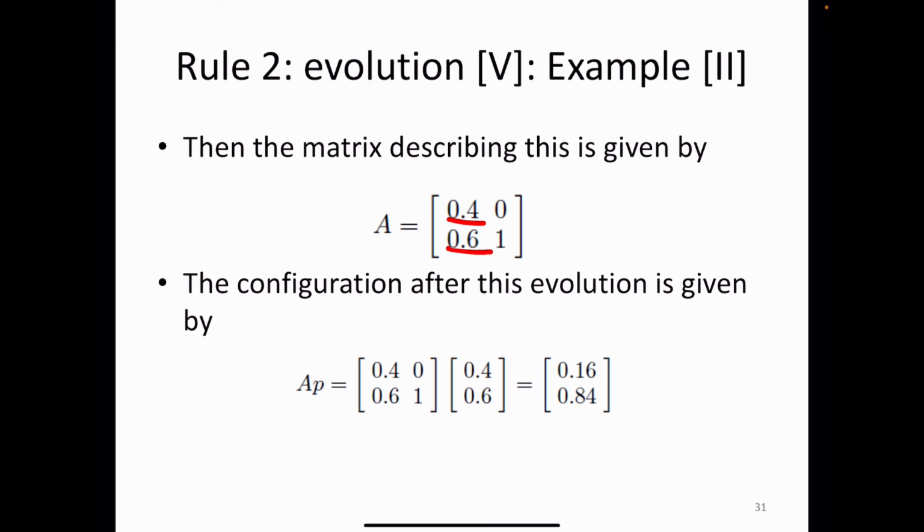So what we do now is we apply our probability vector, the one that we just talked about, and we execute that multiplication. So we have 0.4 times 0.4 plus 0 times 0.6, which gives 0.16. We have 0.6 times 0.4, plus 1 times 0.6, which gives this result vector here, so 0.84 for the second probability. So the configuration of that system after the evolution is given by this probability vector. Okay.